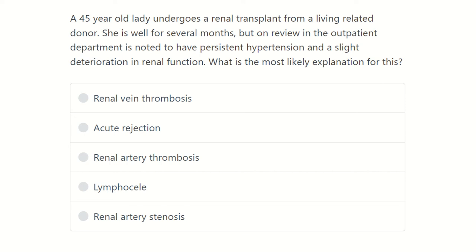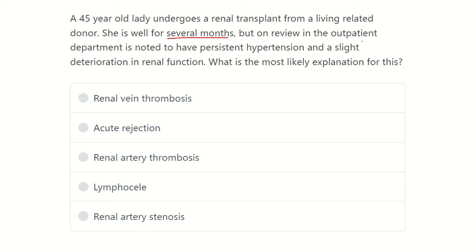So here we can see a 45 year old already underwent renal transplant from a living related donor. She was well for several months, so this timing is very important. The complication arises after several months. Based on the timing, the classification of graft rejection and their different types are described. So this timing is very important.